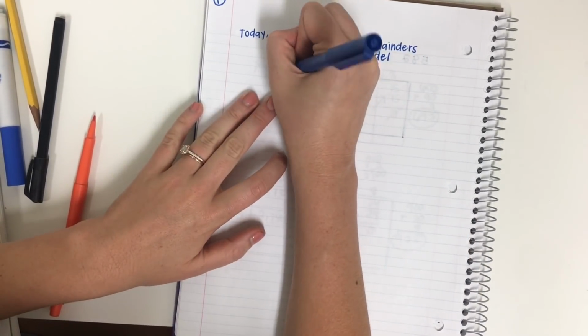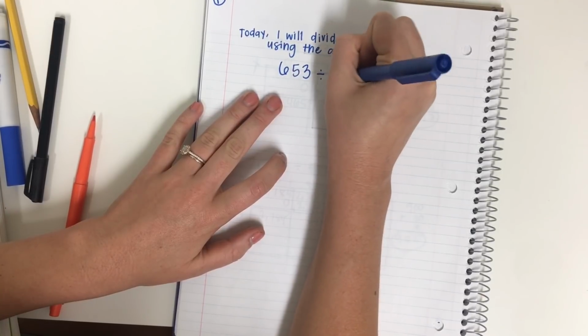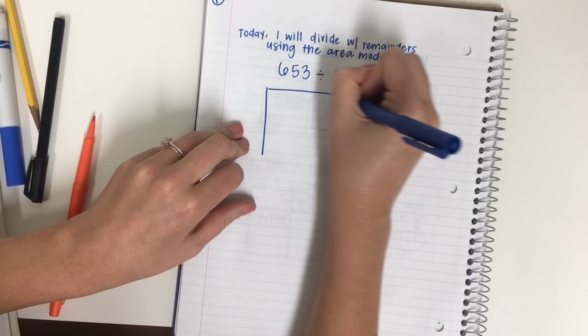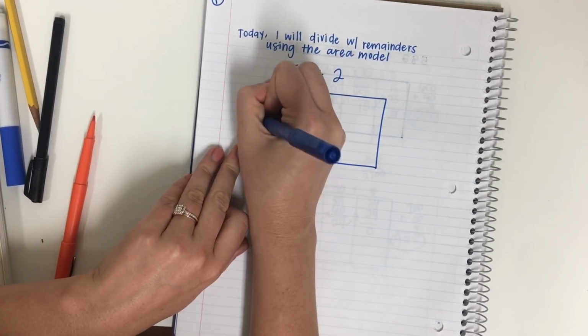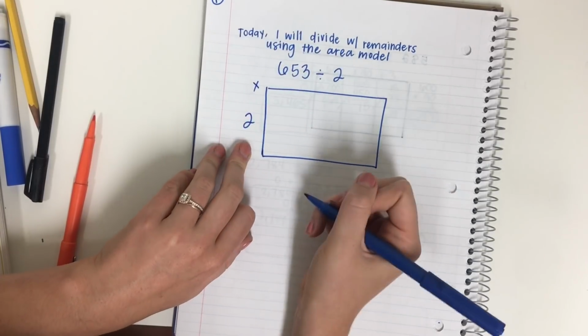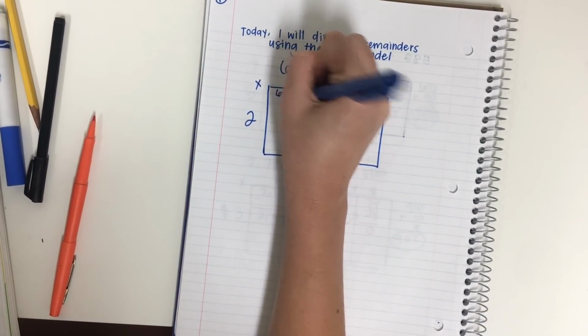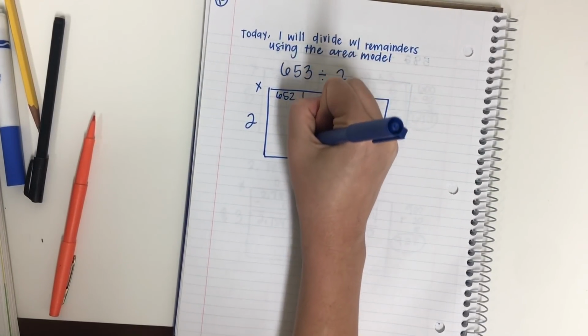So let's say we have 653 divided by 2. First step, we gotta draw our area model. Step 2, bring your divisor over here, bring a multiplication sign. Bring your dividend down for step 3, 653. Count your place values, 1, 2, 3. That's your columns.